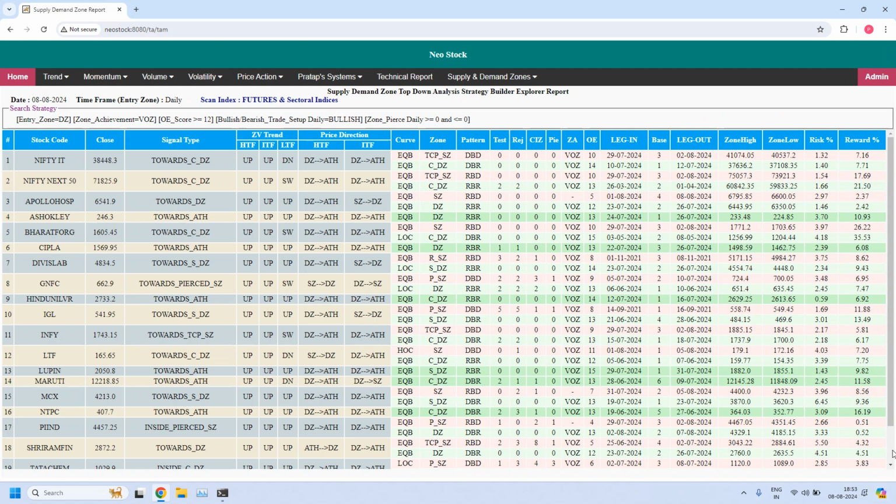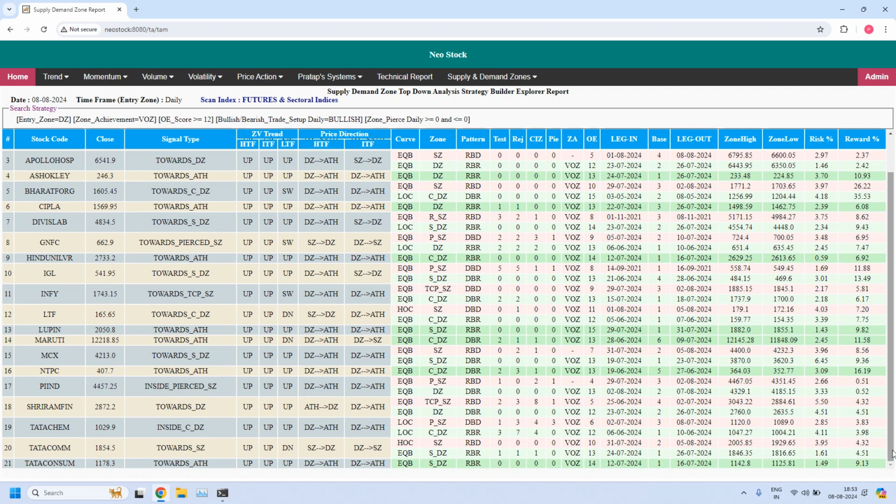So we got good number of stocks filtered, which are currently supporting bullish trade setup. Let me scroll the list down. So total 21 stocks are filtered. These 21 stocks are supporting bullish trade setup for a monthly income trade.